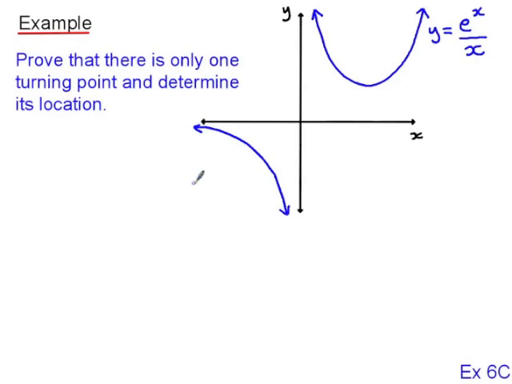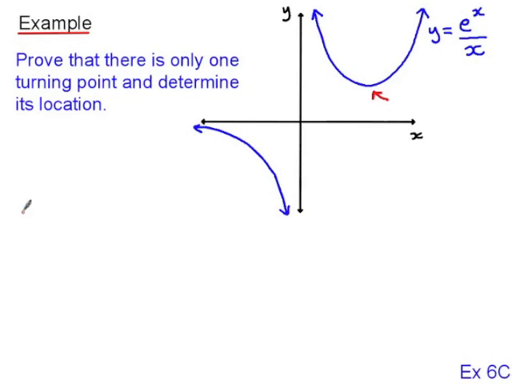We'll conclude this lesson with an application of the derivative of the exponential function. From the sketch, there appears to be a turning point, but we're asked in the question to prove that there is only one turning point and to give the location of that turning point. We need to find where the gradient of the function is 0.